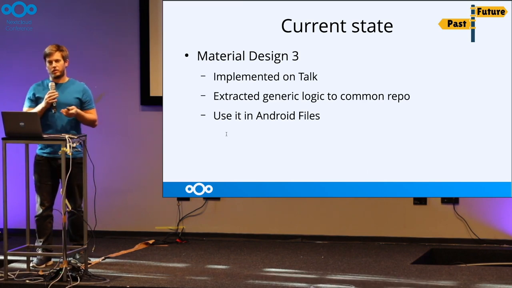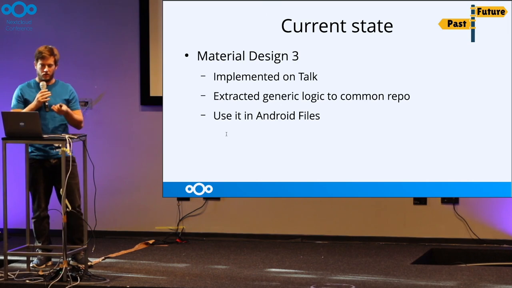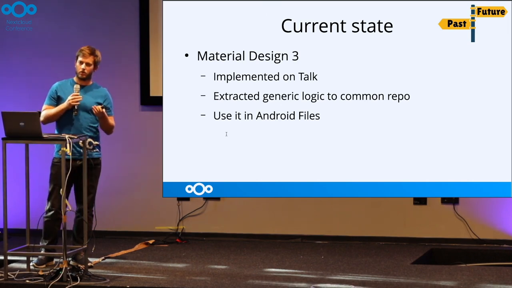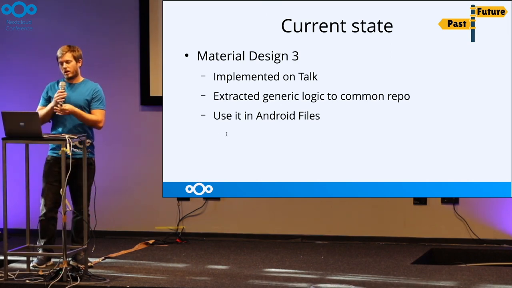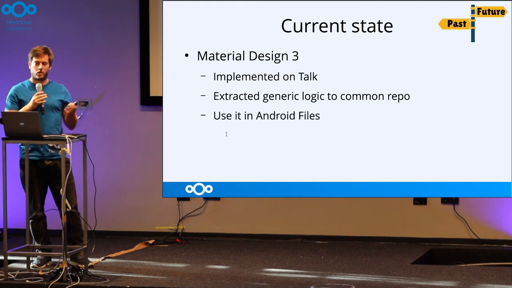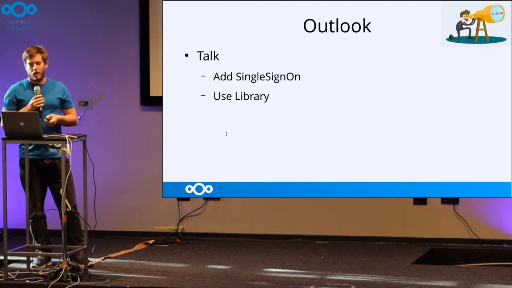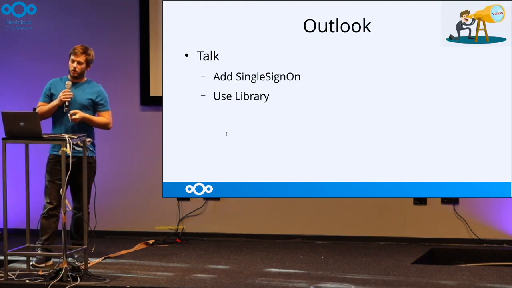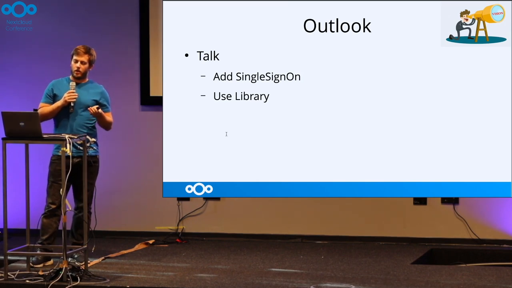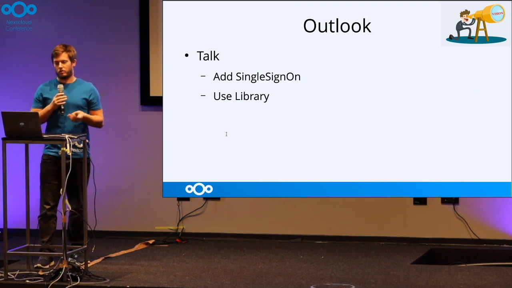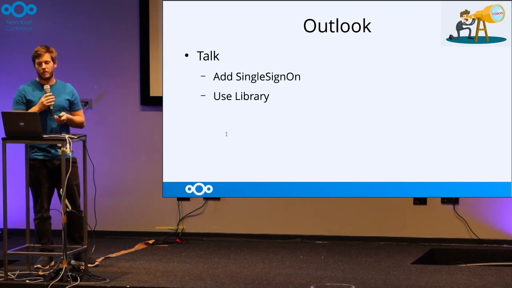So there you can see if there is one bug, for example, the computation of a color is not correct, this will now directly benefit both projects, Files and Talk. And as an outlook, we want to add in Talk Android the single sign-on library using the Android Library. So again, to ease the duplication of work.